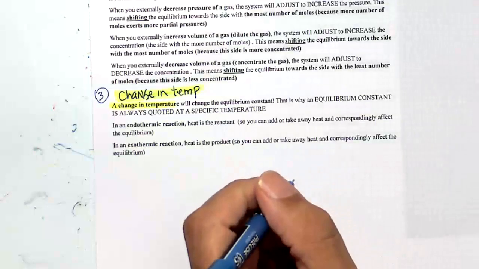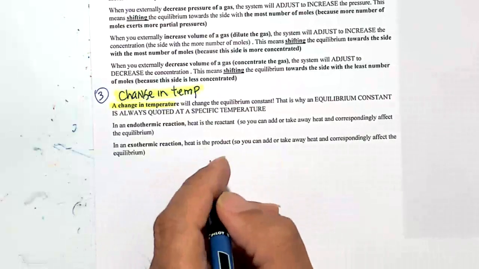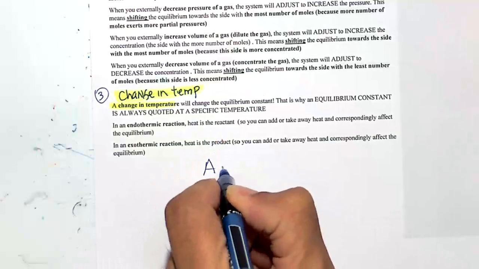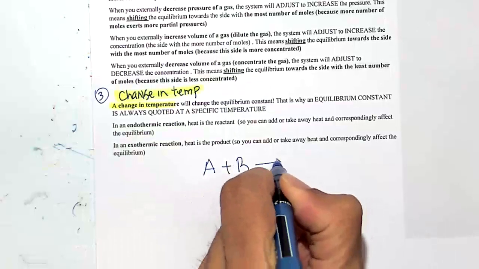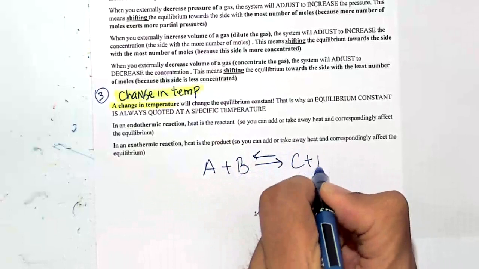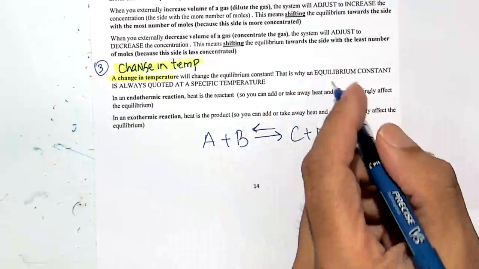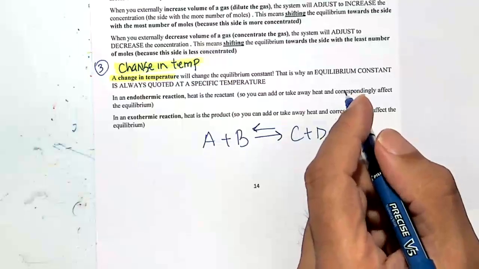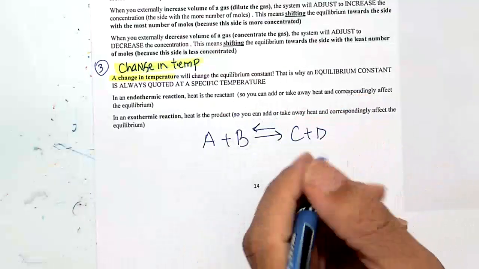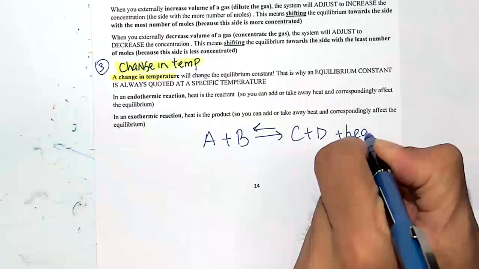Do you guys remember from Chem 1 exothermic versus endothermic reactions? Yes, do you remember, Bailey? Yes or no? All right, so I'll explain this to you. An exothermic reaction releases heat.